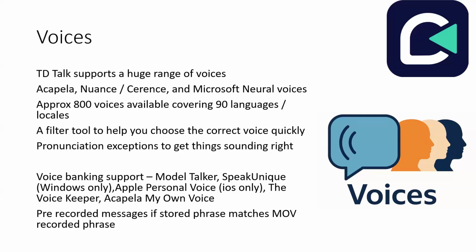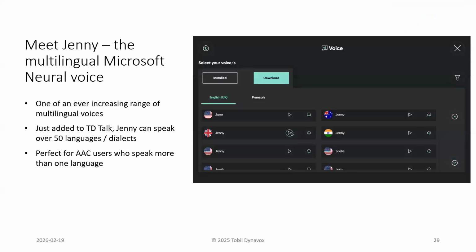And as I mentioned before, if you have created pre-recorded messages in My Own Voice, they'll be spoken out as recordings rather than a synthesized voice, which really gets the tone and melody of something. If you're telling somebody you love them or that you're proud of them, it's not going to sound like a synthesized voice. I've showed this before, but it talks about the power of the Microsoft Neural Voices.